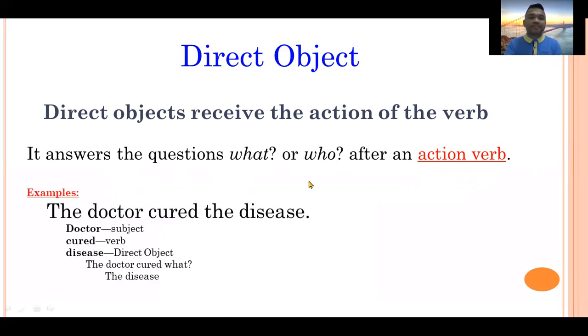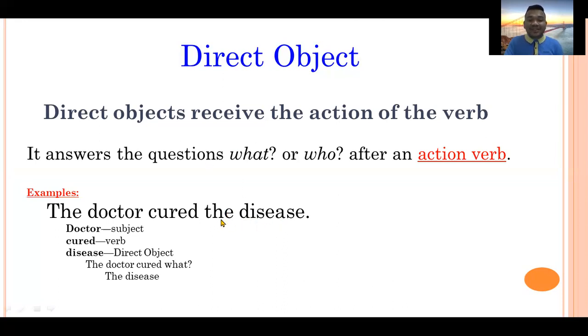Take a look at some examples here. Now we have here the sentence, the doctor cured the disease. Now let's chunk this particular sentence into its parts. Let's identify the subject, the verb, and the direct object. In this sentence, we have the doctor as the subject, and we have cured as the verb. And cured what? The disease.